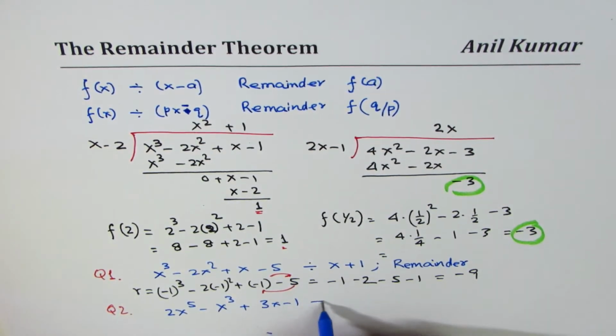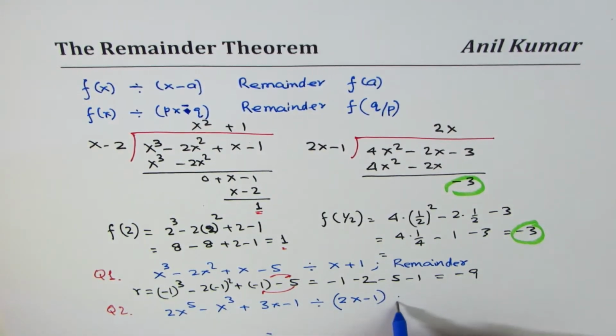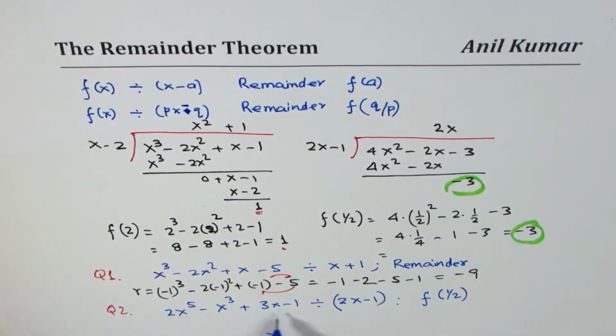And let us say we are dividing this by 2x minus 1, correct? Now, the remainder should be equal to what? Value of this polynomial, let's say f of half, right? Half will make this 0. You can substitute half here and then figure out the answer. So that is going to be the remainder for the given equation, right?